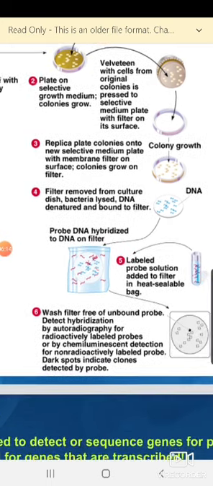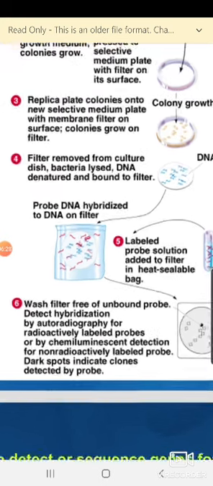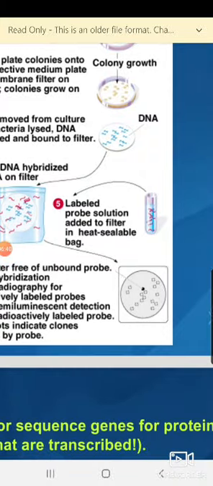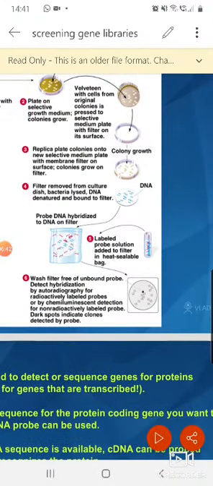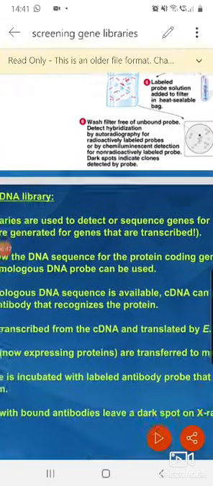Again they are using the P32 labeled probe, and that needs to be denatured because it should be single stranded. Wash the filter to free the unbound probe, and detect the hybridization by autoradiography for a radioactively labeled probe, or by chemiluminescence detection for a non-radioactively labeled probe. A dark spot indicates clones detected by the probe. Okay, so that's the classical method of genomic DNA screening, genomic library screening.